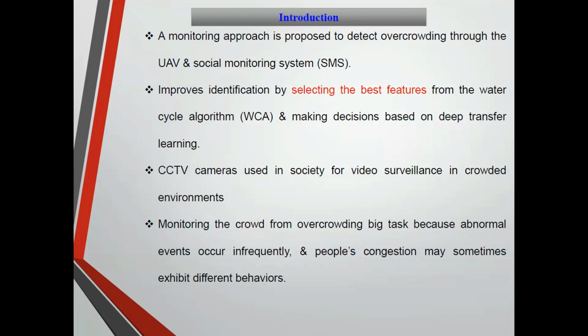And monitoring the crowd for overcrowding is also challenging because abnormal events occur infrequently. So people's congestion may sometimes exhibit different behaviors. So in society, the detection of overcrowding plays a big role in preventing problems such as the emergence of abnormal population behaviors.